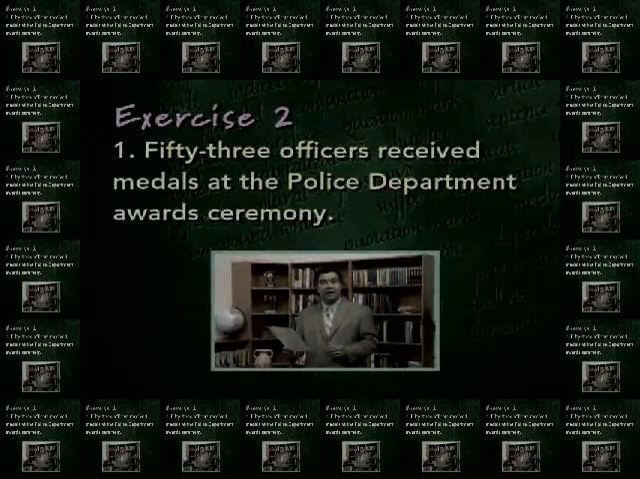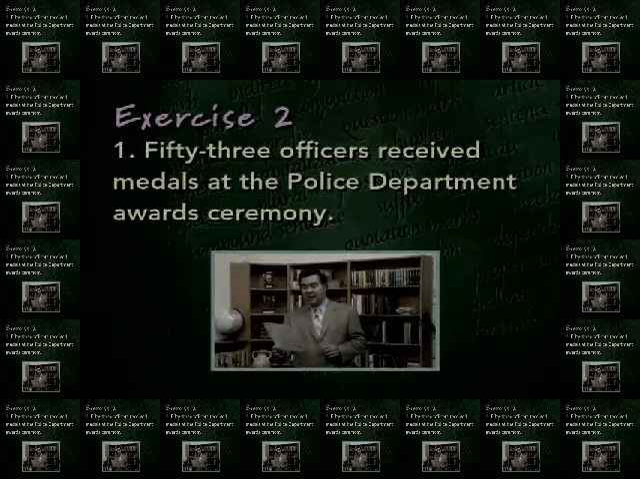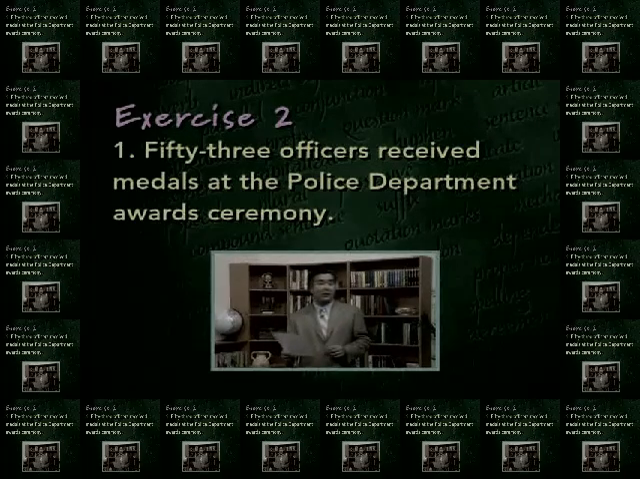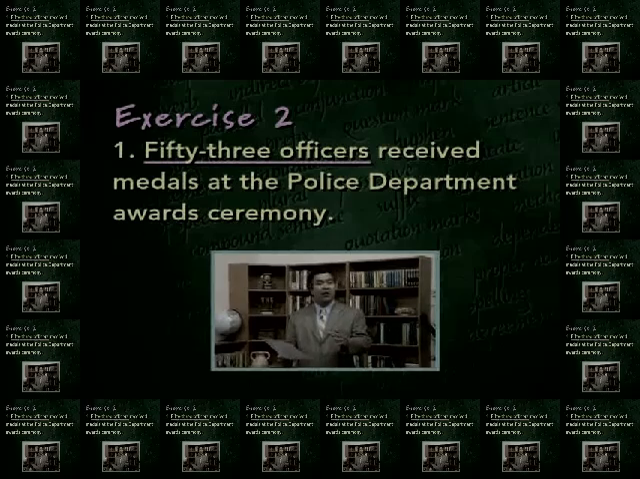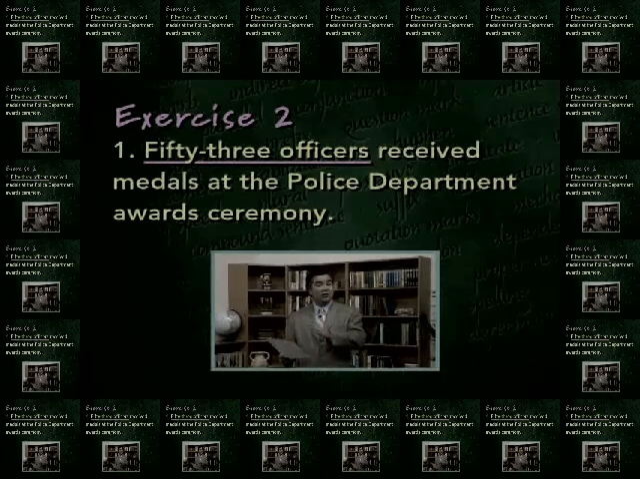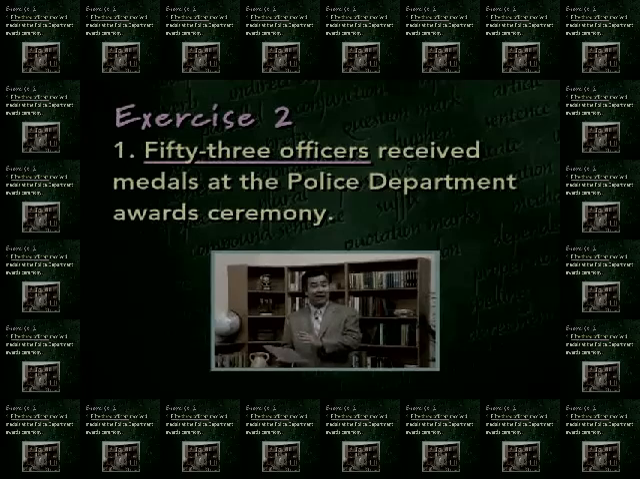First, 53 officers received medals at the police department awards ceremony. What's the subject of this sentence? Who or what is the sentence about? It's the first two words, 53 officers. That is who this sentence is about.